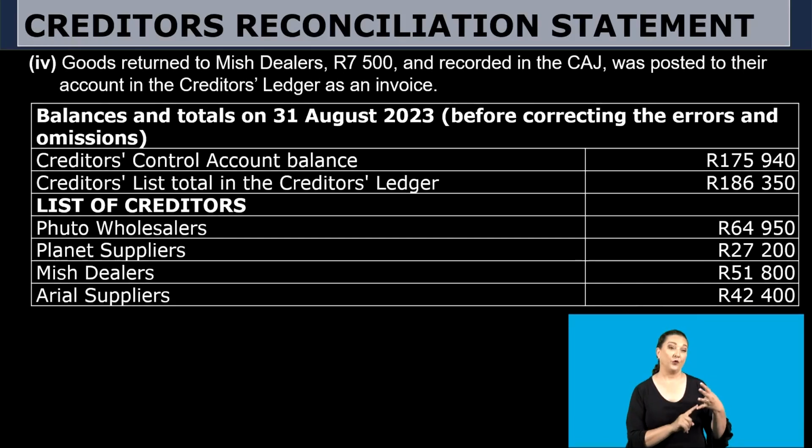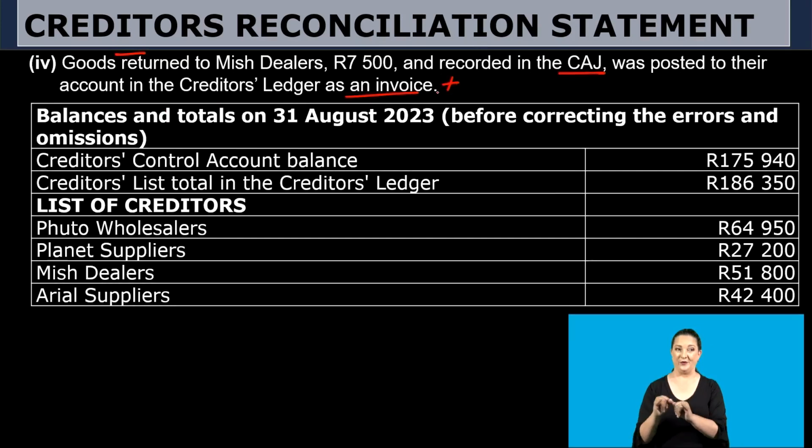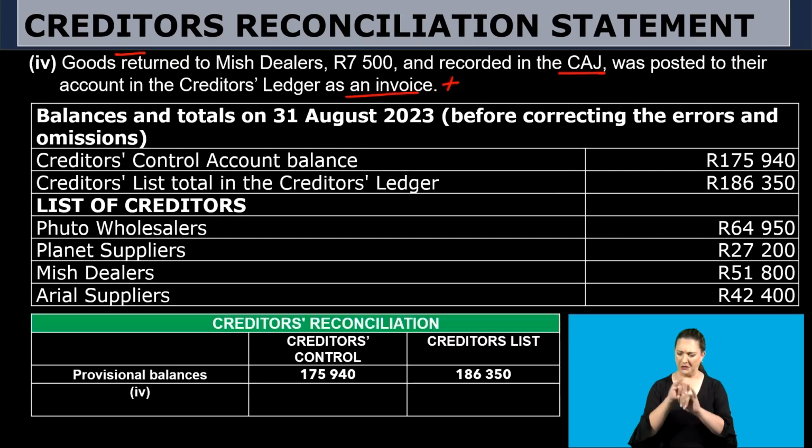Let me move on to number 4. Goods returned to niche dealers, 7.5. Once goods are returned, it's a minus. And recorded in the CAJ was posted to the account in the Creditors Ledger as an invoice. An invoice is a plus. Do you see this error? Okay. So we know that it is goods returned to niche dealers and recorded in the CAJ. It is recorded in the CAJ. And we are told was posted to the account in the Creditors Ledger as an invoice.